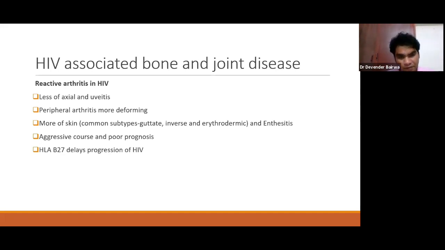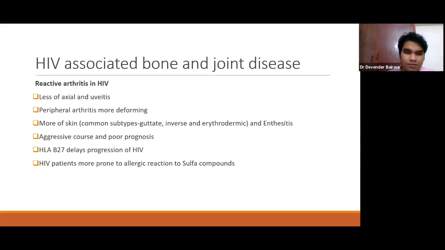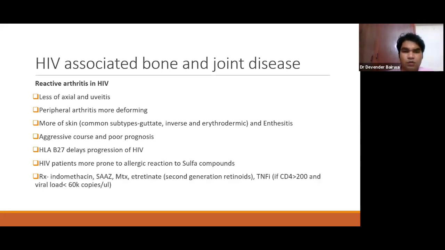In general, we know that HLA-B27 delays progression of HIV, and HIV patients are more prone to allergic reactions to sulfur compounds. And for treatment, you treat these patients with the help of NSAIDs. Most commonly, indomethacin is used. Sulfasalazine can be used. Methotrexate can be used. Some people have used retinoids like etretinate, and TNF inhibitors can be considered.